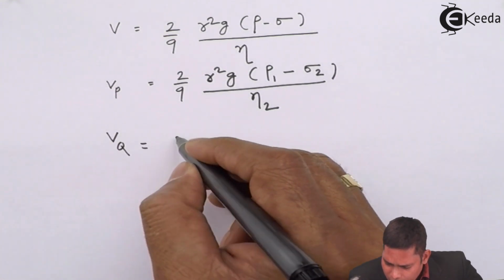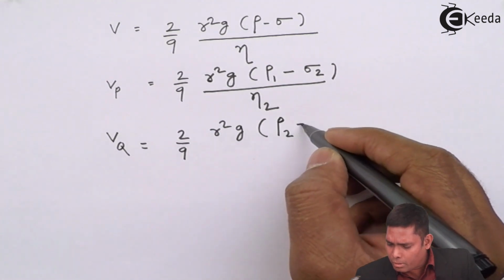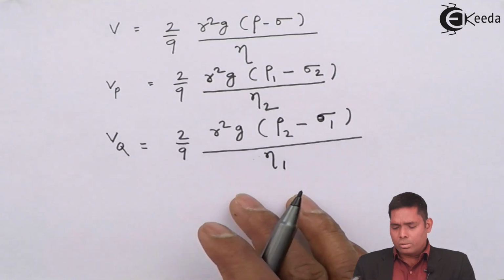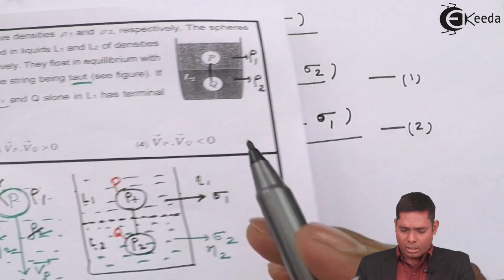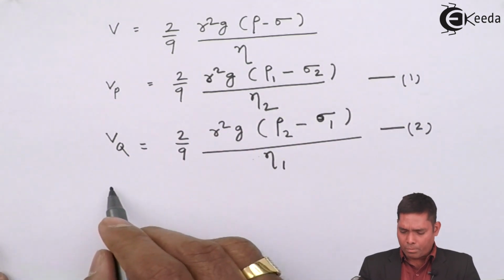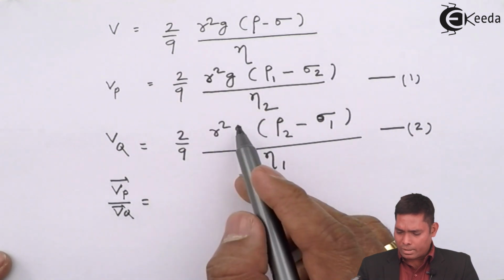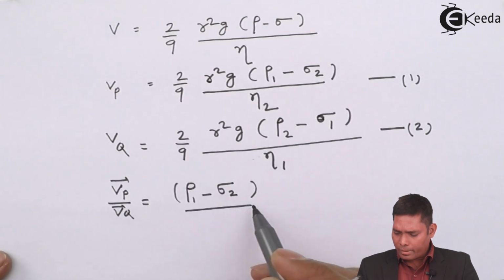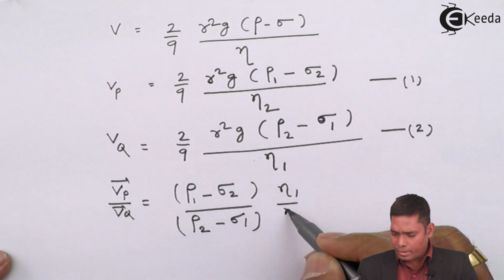Similarly, Vq can be found as 2 upon 9, nothing changes in this. This is rho 2, the second one, put in the first liquid, so it is rho 2 minus sigma 1 divided by eta 1. These are the two expressions. This is equation 1 and this is equation number 2. In the question, you are asked to find the magnitude of the ratio of the two. Now what is Vp upon Vq? If I divide these two, all these terms will cancel out, and what is left is rho 1 minus sigma 2 divided by rho 2 minus sigma 1, times eta 1 divided by eta 2. This is what is left.